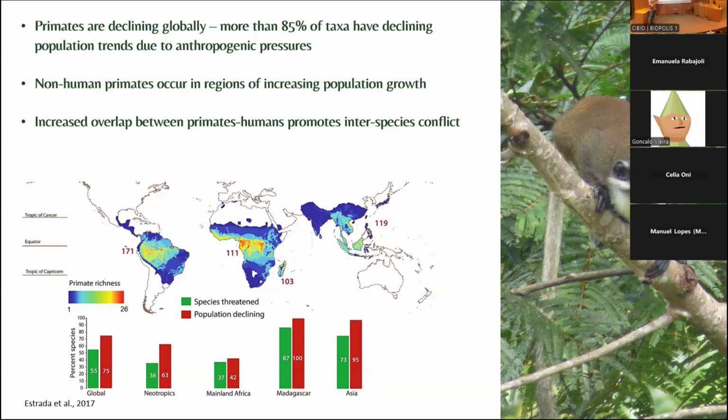Because humans and wildlife share their landscape, so they share resources, and this can lead to some conflict, potential conflict. Sometimes it doesn't bring any conflict, but sometimes it does.